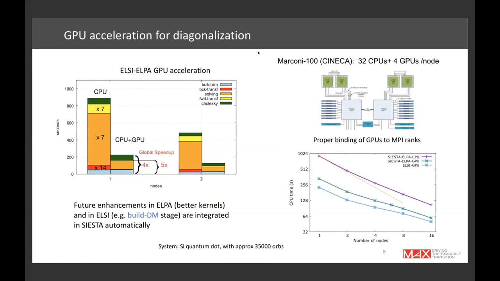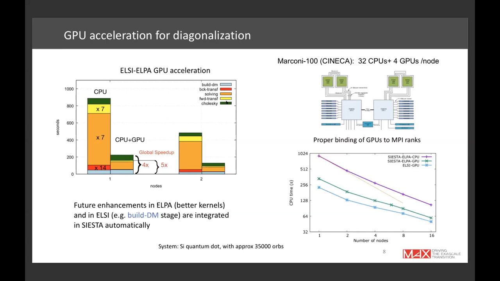Another benefit from using libraries is that you get the benefit of improvements to the performance. And in particular, a very important one is GPU acceleration. This is a sketch of the acceleration obtained in going from using only CPUs in a Marconi 100 computer, which has 32 CPUs per node, and turning on the GPUs, of which this machine has 4 in its node. This is a sketch of the node.